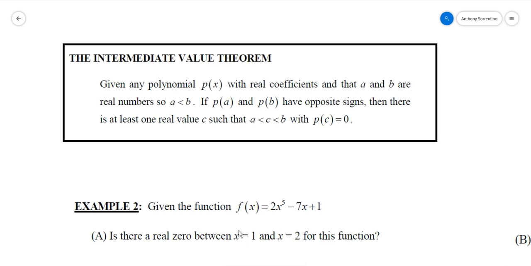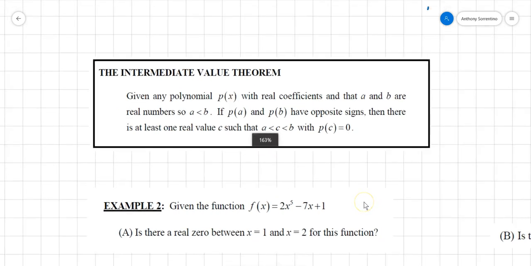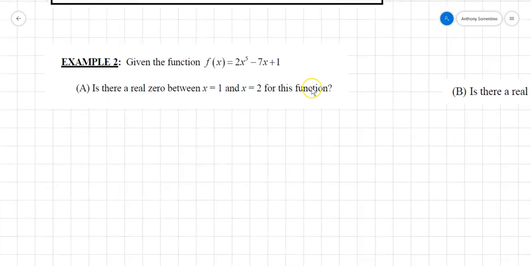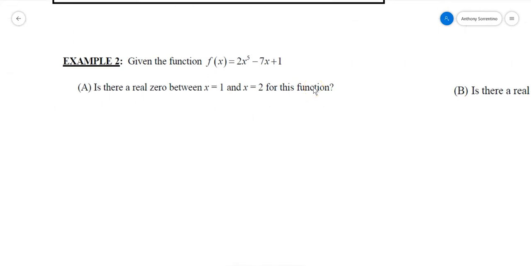So this could also be helpful for us finding it. For instance, if I'm looking at example 2, it wants to know, is there a real 0 between x equals 1 and x equals 2 for this function? The only way I'm going to be able to do that is to actually calculate those out. So let's calculate f of 1 and f of 2.